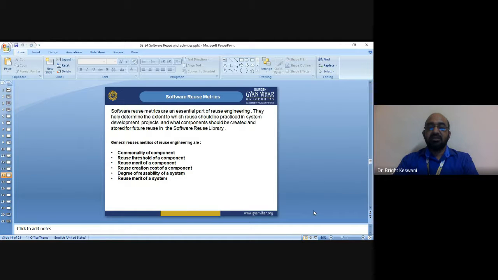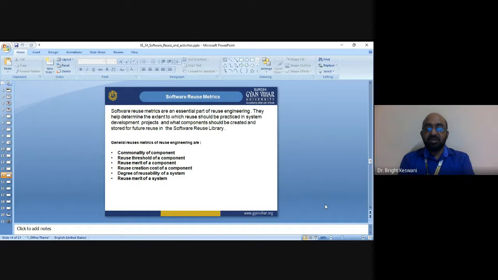Let us discuss the software reuse metrics. Software reuse metrics are an essential part of reuse engineering, and they help determine the extent to which reuse should be practiced in system development projects and what components should be created and stored for future reuse in the software reuse library.